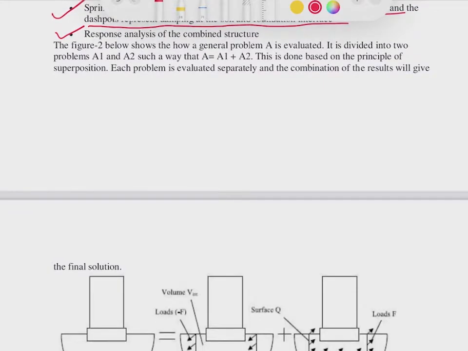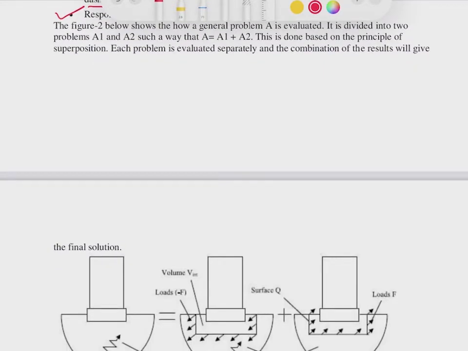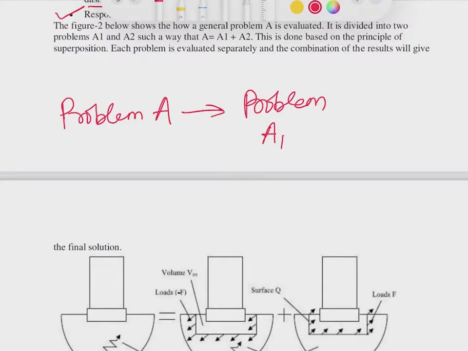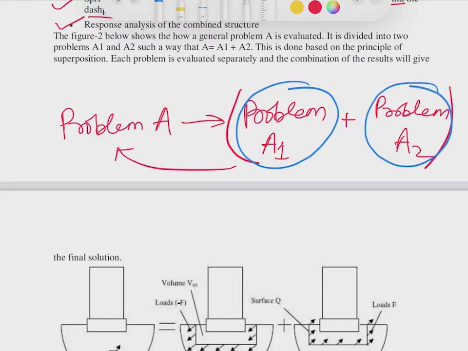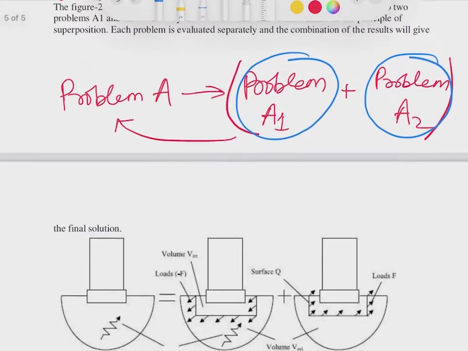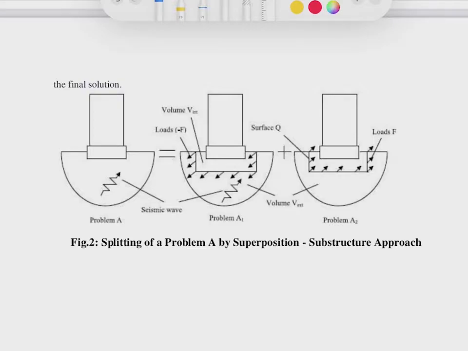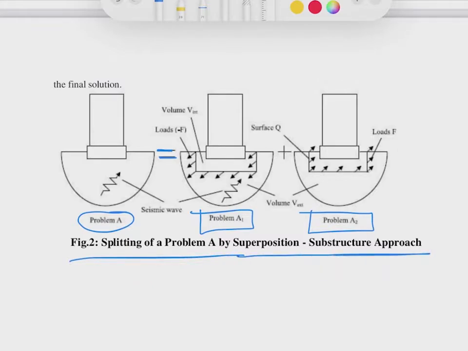In the figure below, we will see how a general problem A is evaluated. Problem A is decomposed into problem A1 plus problem A2, and in this way, A1 plus A2 gives the complete solution of problem A. This is the principle of superposition. Each of problem A1 and problem A2 is evaluated separately, and the combination of the results gives the final solution. This is called splitting of a problem A by the superposition substructure approach.